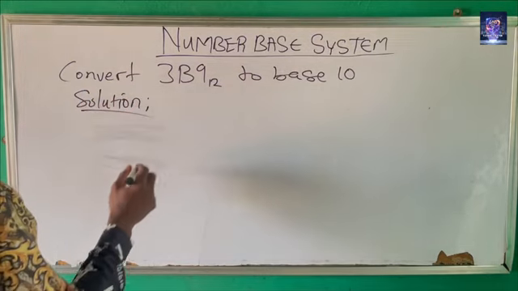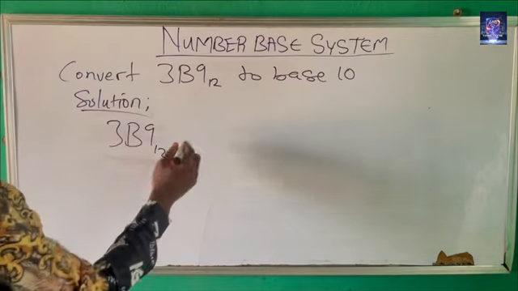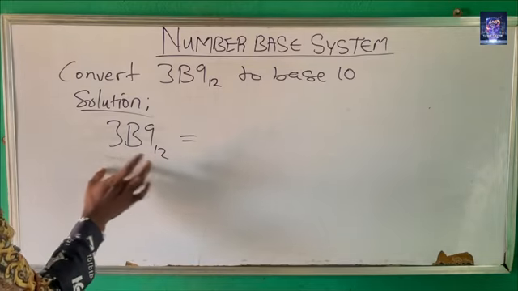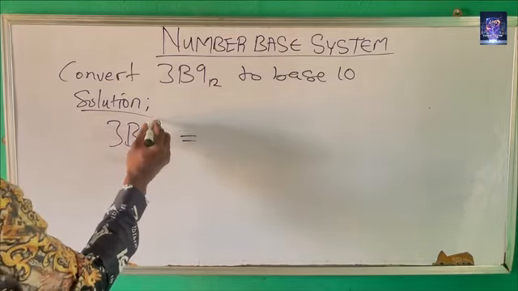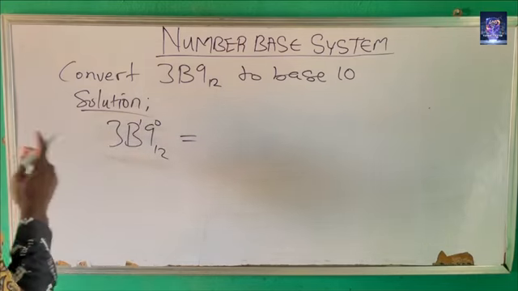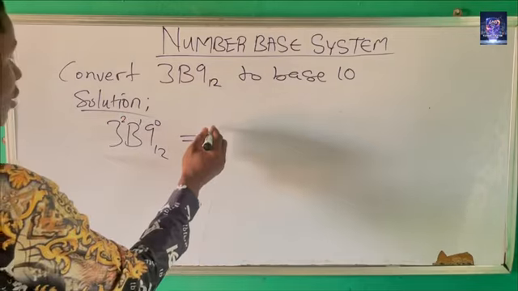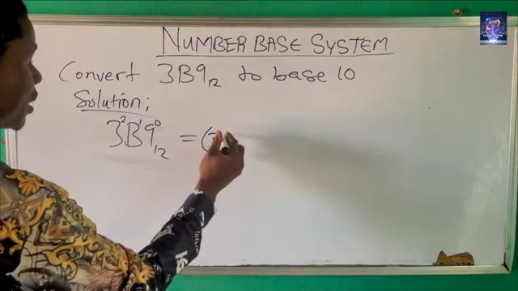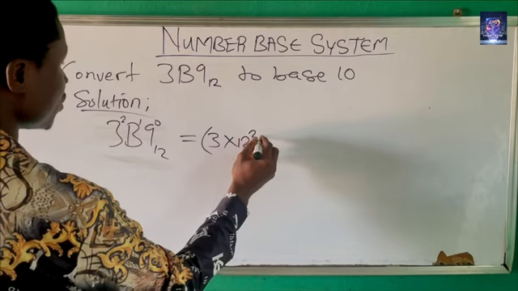We have 3B9 base 12 equals. Remember we said we have to assign indices to each of these digits here. We assign 0 to this and 1 to this, because the values are assigned in ascending order. Here we would have 2. Okay, so now we expand. The first digit is 3. We multiply by the base, which is 12, then we raise it to the power here, which is 2.